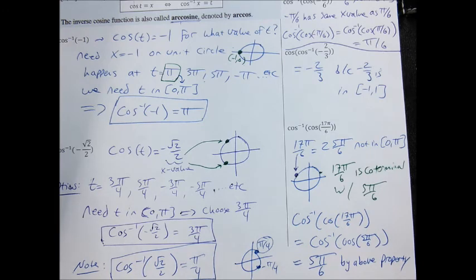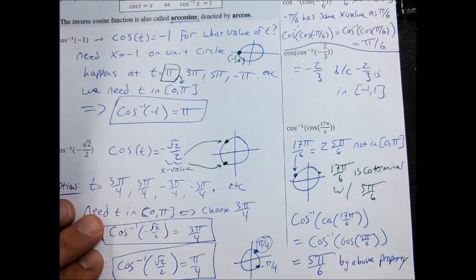All right. Questions about this page at all? Anything on here? Yeah. So, if 17 pi over 6 ends up in the same spot as 5 pi over 6, how come that conversion works? Okay, yeah, so good question.